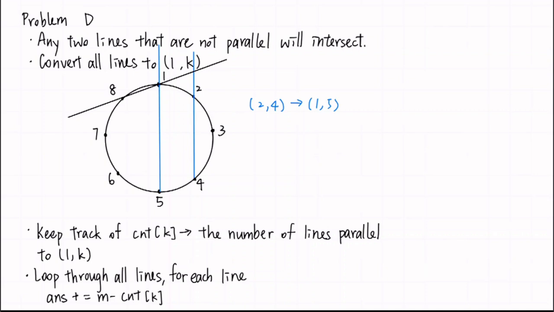And so it is important to note that we can treat all parallel lines as the same line, but just update the counts of how many lines are parallel. Since 2, 4 would intersect with all of the lines that would intersect with 1, 5, we can convert 2, 4 into 1, 5 to make it easier to keep track.